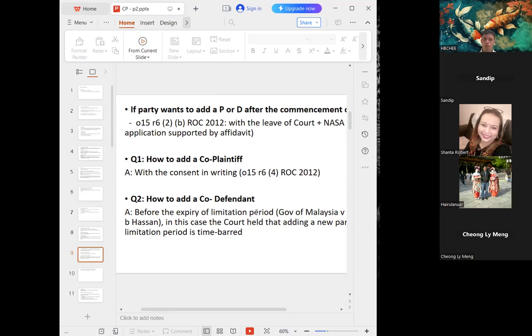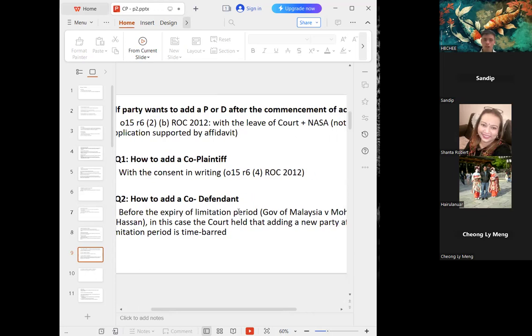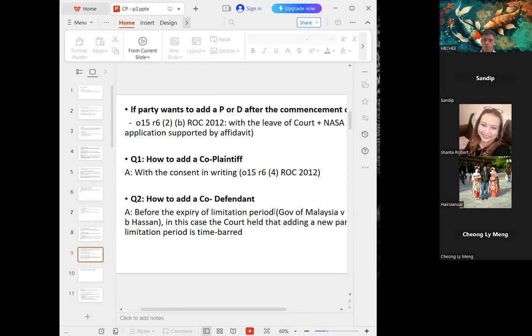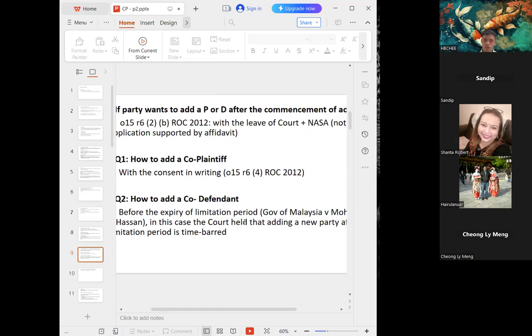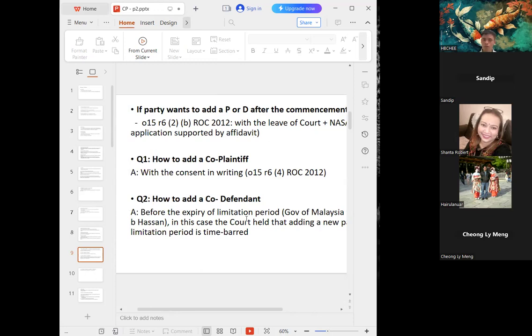And how to add a co-defendant after the expiry of the limitation period? In this case, Government of Malaysia, the federal government against Muhammad Amin bin Hassan, the court held that adding a new party after the limitation is time barred, and you cannot.